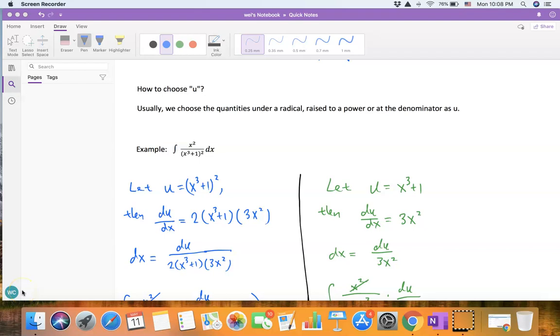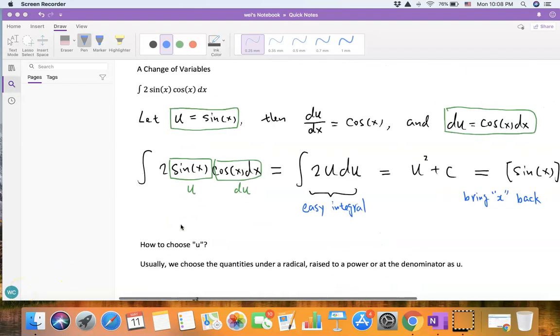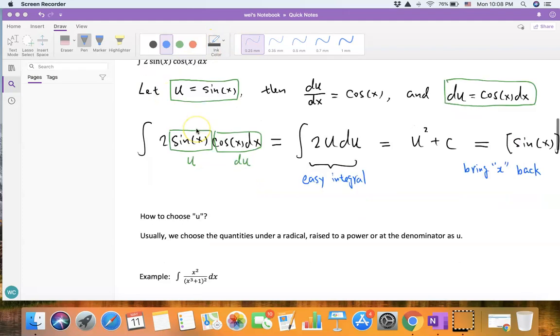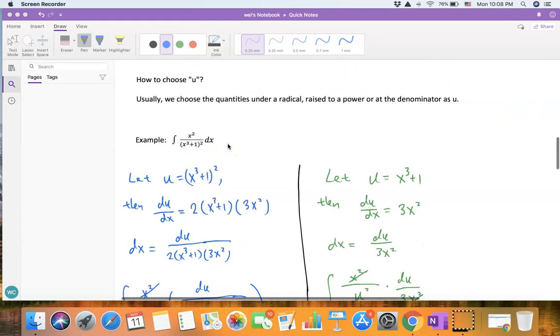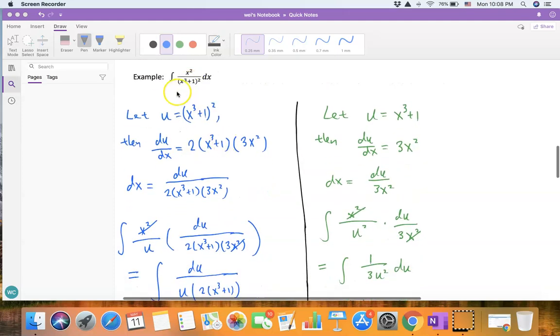All right. In the previous video, I said the first step of doing U substitution is to choose a function and let it be U, right? And I said usually this is how we choose the U. So in this video, I want to use this example to show you what will happen if we choose a U and that U doesn't work.